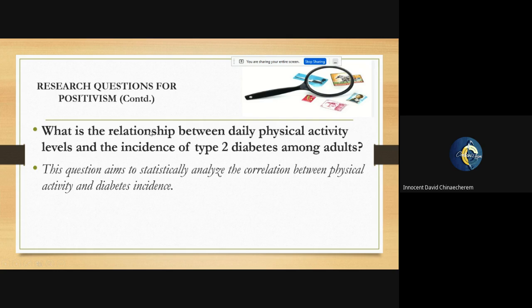Now let's look at our last example for positivism. Another question on relationship. A question on relationship is also rooted in what? Positivism. Here we are looking at: what is the relationship between daily physical activity levels and the incidence of type 2 diabetes among adults? This question aims to statistically analyze the correlation between physical activity and diabetes, so this is just numbers, right? Remember that I said correlational questions are what? Numerical variables.